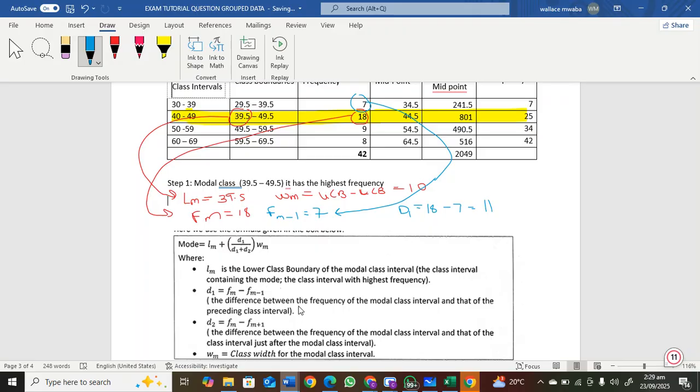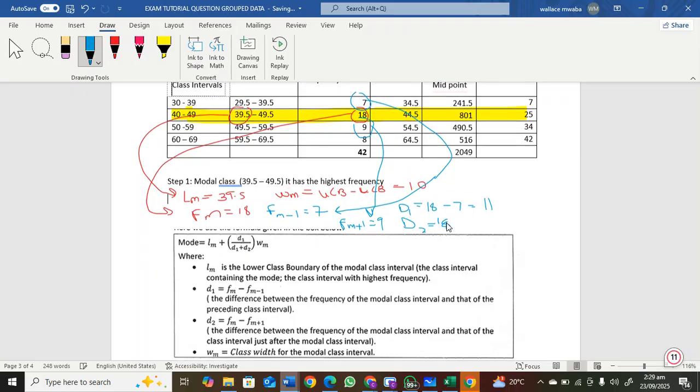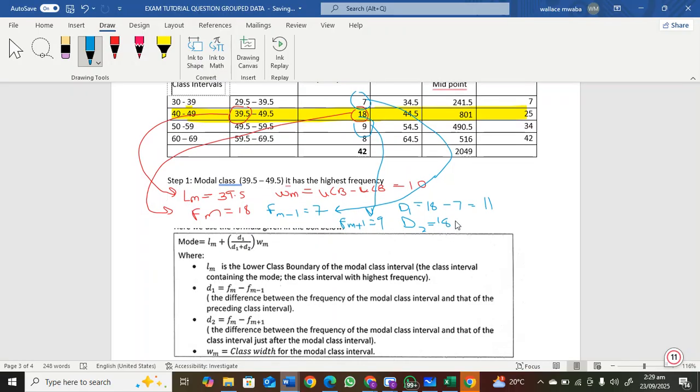Then D2, the difference between the frequency of the model class and that of the class interval just after the model class interval. The frequency of the model class interval is 18. So our FM plus 1 is this one here, 9. So D2 is going to be 18, which is FM, minus FM plus 1, which is 9. 18 minus 9 is 9.